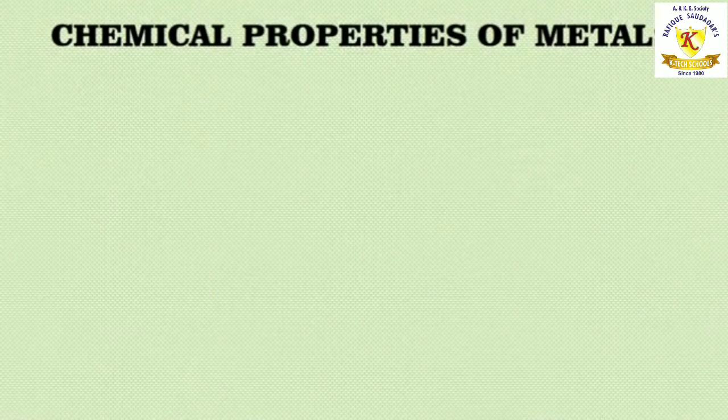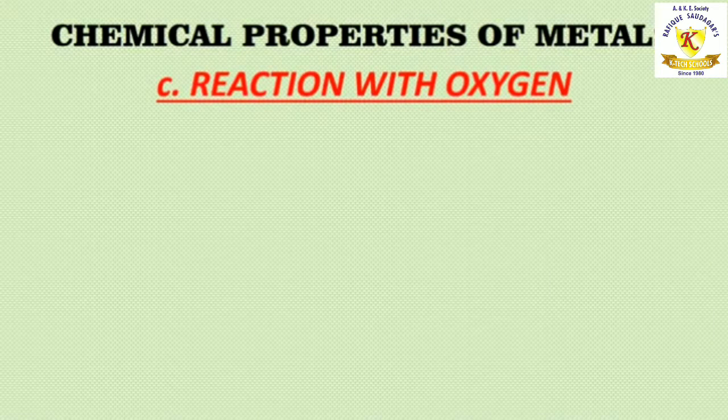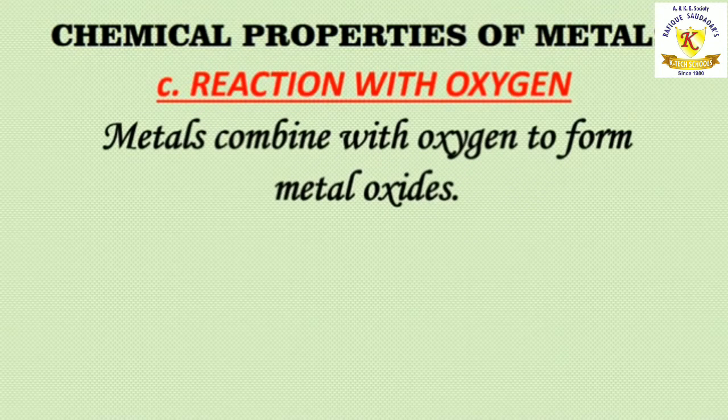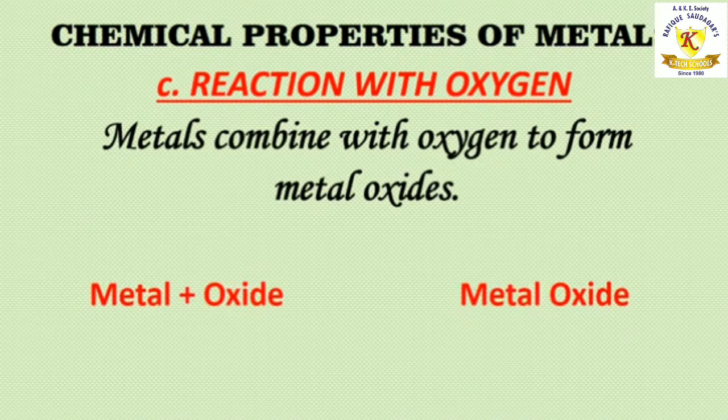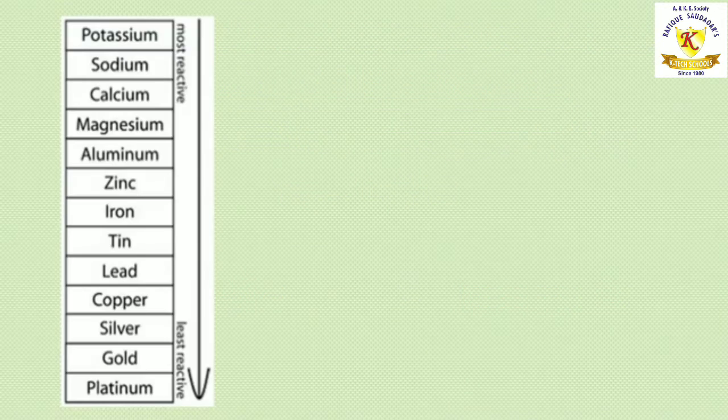The next chemical property of metals we have is reaction with oxygen. Metals combine with oxygen to form metal oxides. Metal plus oxygen gives us metal oxides. Understood? Let's see some examples.